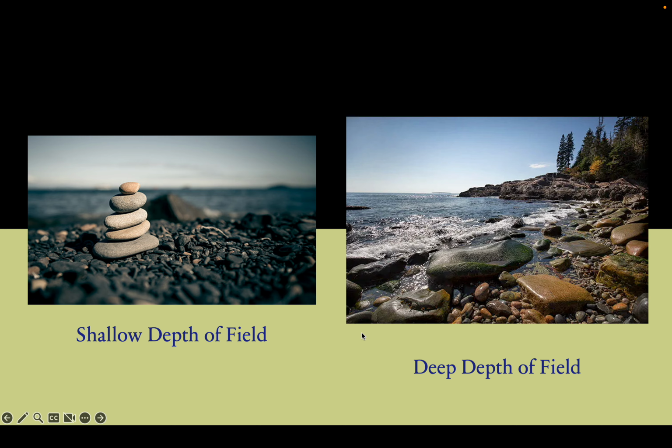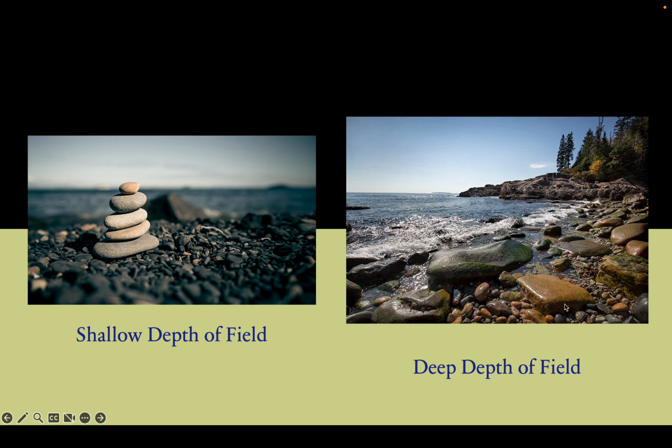So we talked about depth of field. Shallow depth of field means the amount of image that is in focus is small. We have a very shallow area in focus. So it's the rocks and anything in line with the rocks. Anything in front of the rocks is blurry. Anything behind the rocks is blurry. And that's because of depth of field.